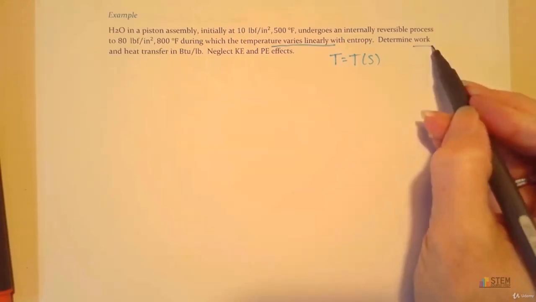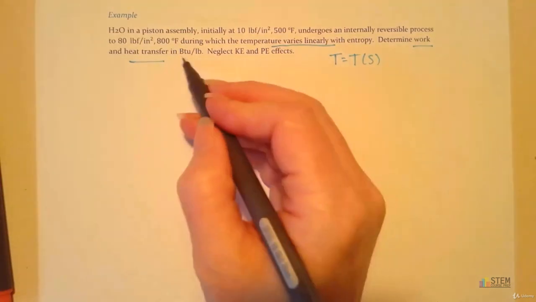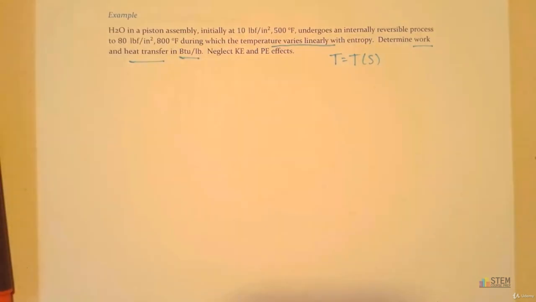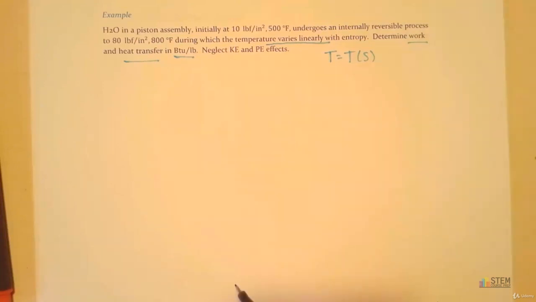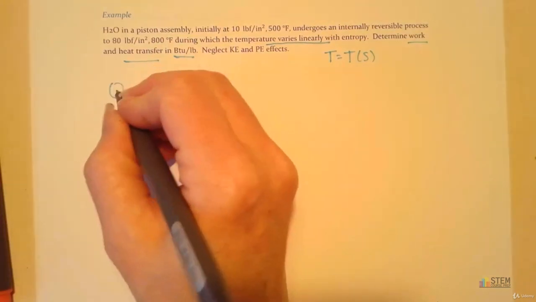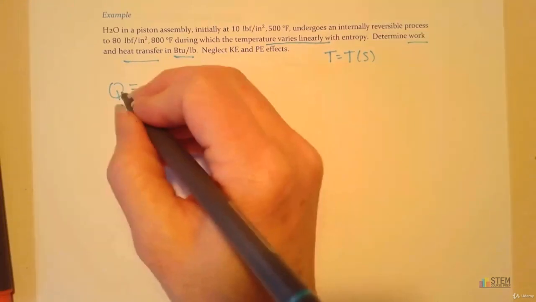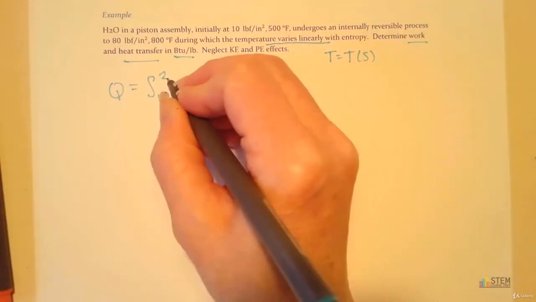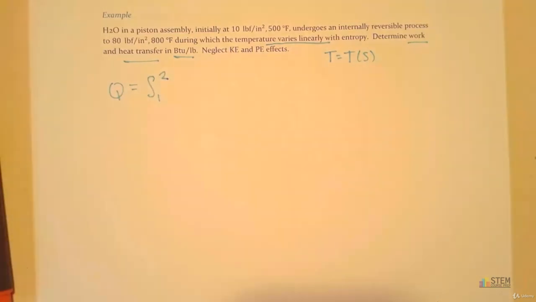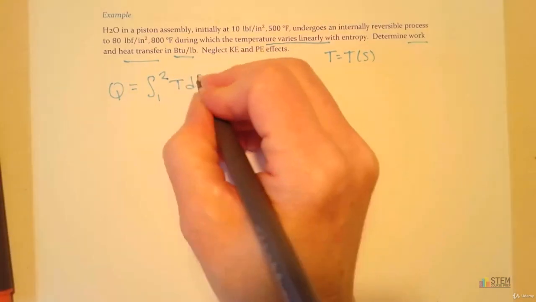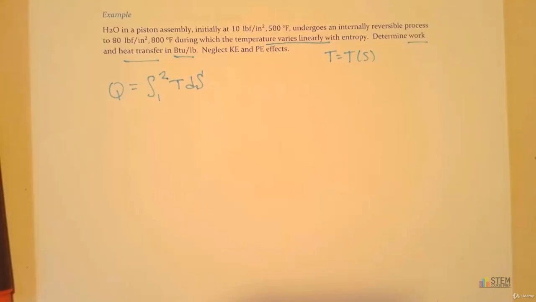Now, we want to find work and heat transfer. We want it to be BTU per pound. This per pound part is going to be important. Now for Q, we finally have another equation besides the energy balance equations for Q. This one we can write as Q equals the integral from state 1 to 2 of TdS, where S is capital, and that is going to be our equation that we'll use for Q.